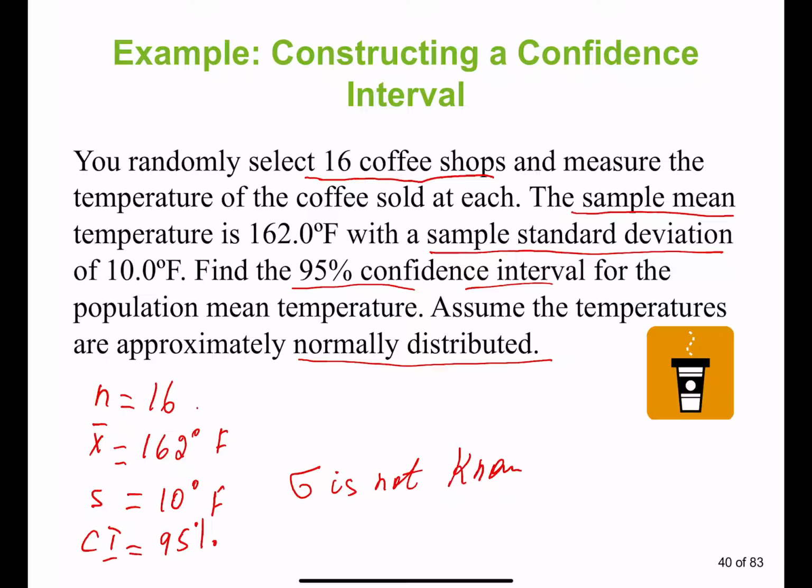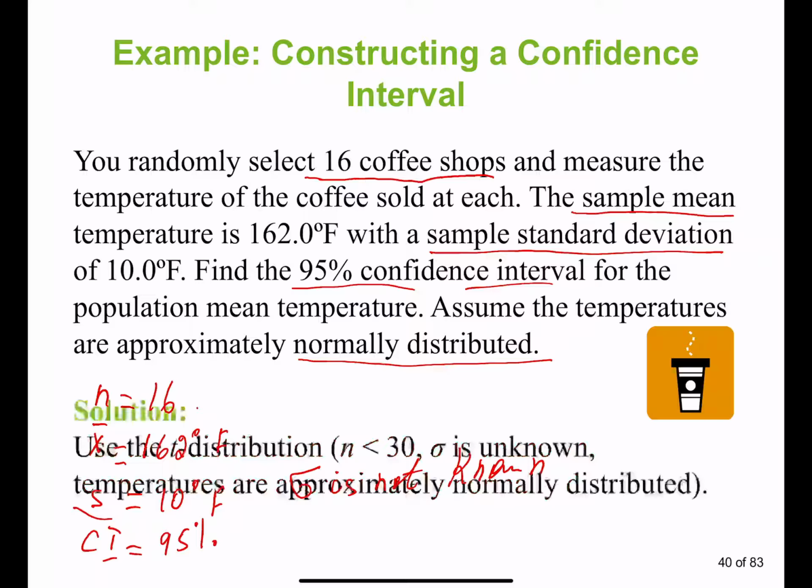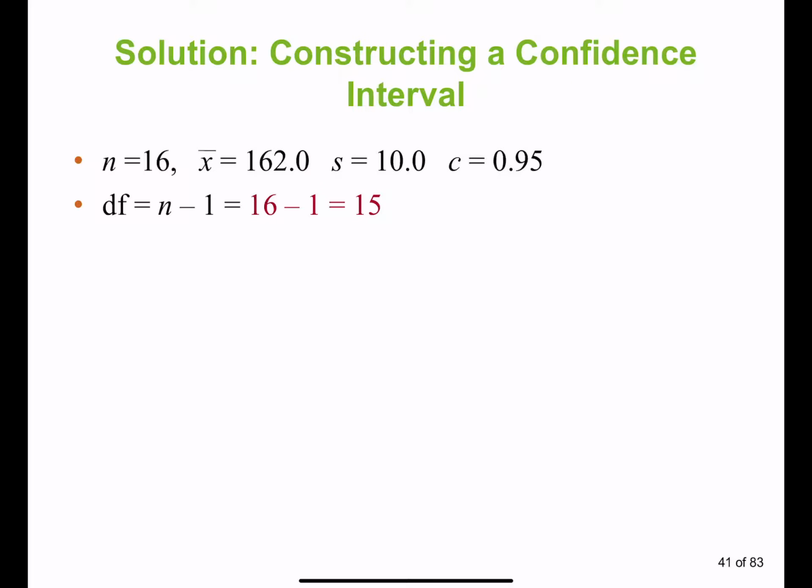Sigma, the standard deviation of the population, is not known. Instead, we know the standard deviation of the sample. So what we're going to do, therefore, is this: it's a small sample size, and sigma is not known, it is unknown. Therefore, we can use our t-score table.